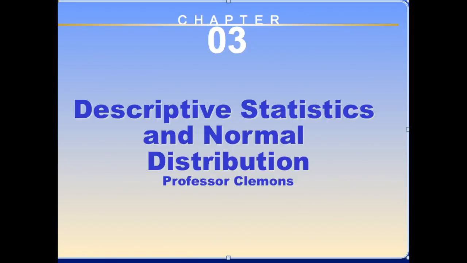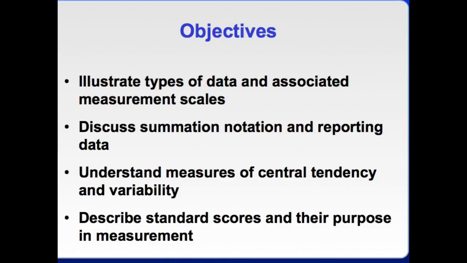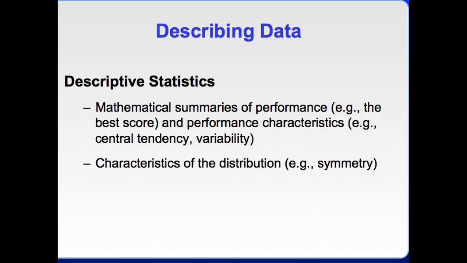Welcome to Chapter 3. Let's talk about descriptive statistics and normal distribution. Your objectives: illustrate types of data and associated measurement scales, discuss summation, notation, and reporting data, understand measures of central tendency and variability, and describe standard scores and their purpose of measurement.